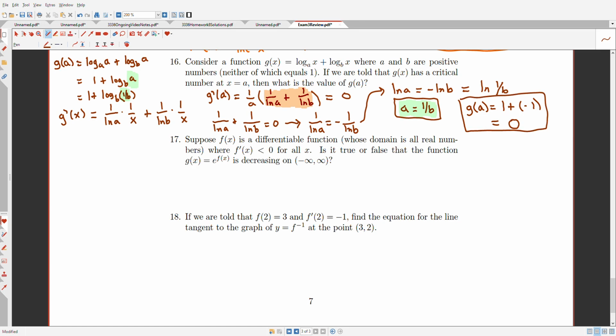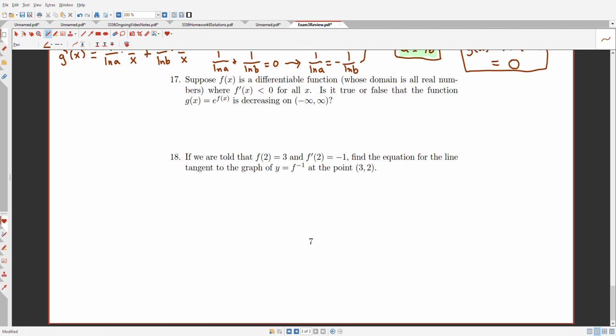So just to walk through this question, I had to use the fact that when I plug in a, the derivative is 0. That told me what I highlighted in green. Then I plugged in a to my original function, and I replaced a with 1 over b, and part of that was to learn that g of a is 1 plus negative 1.